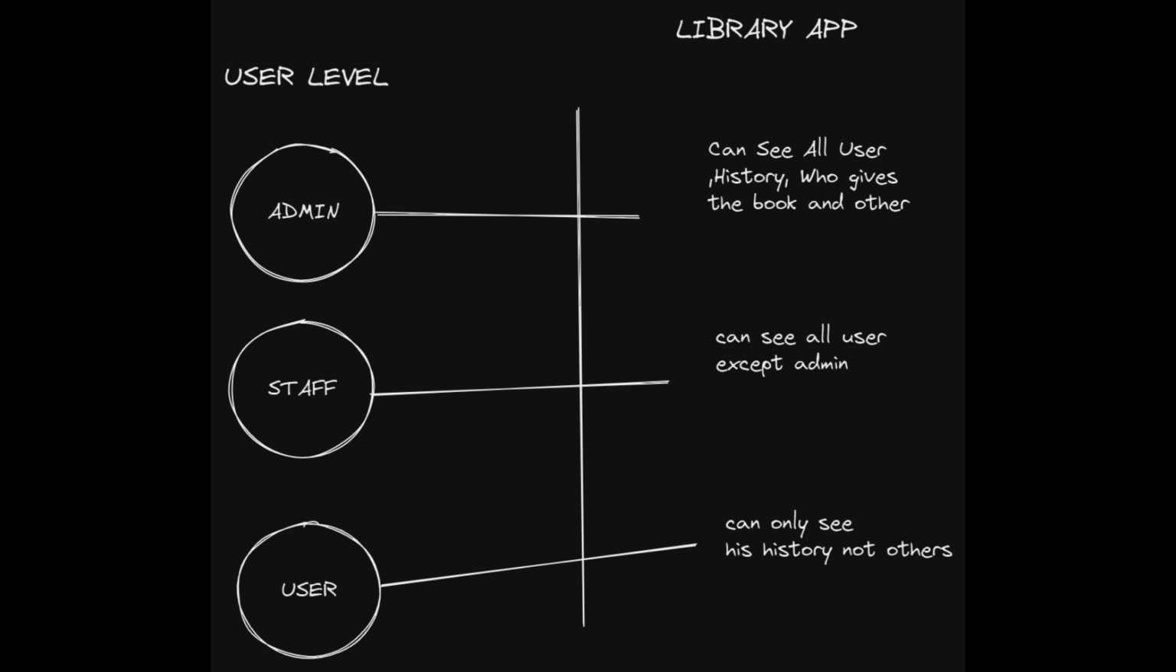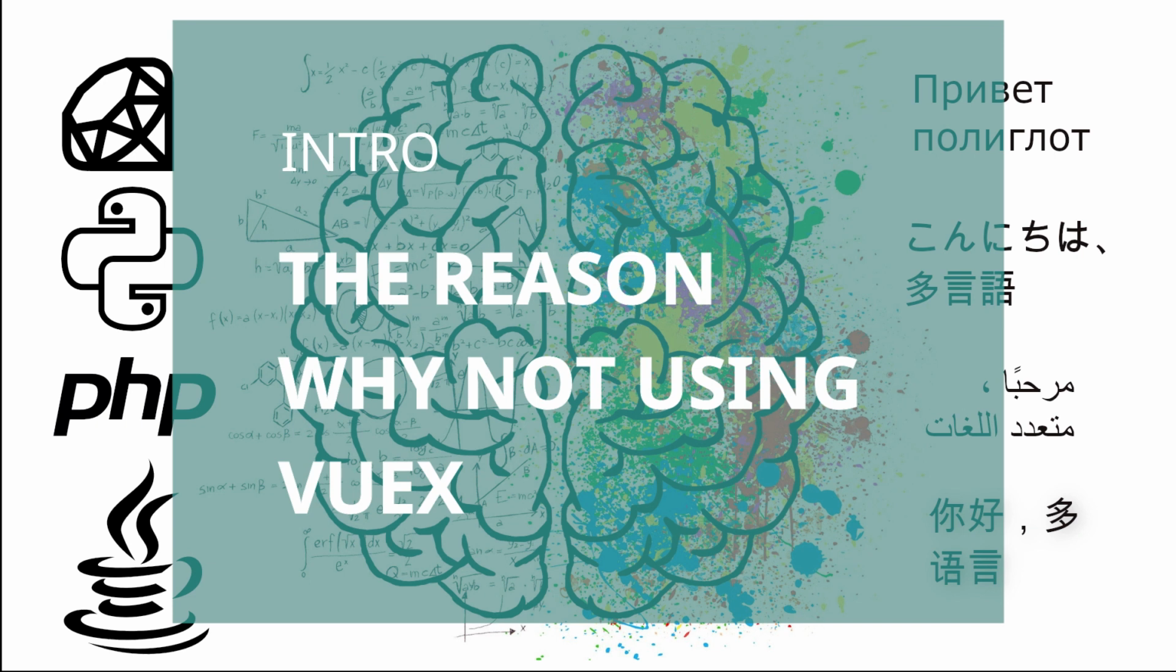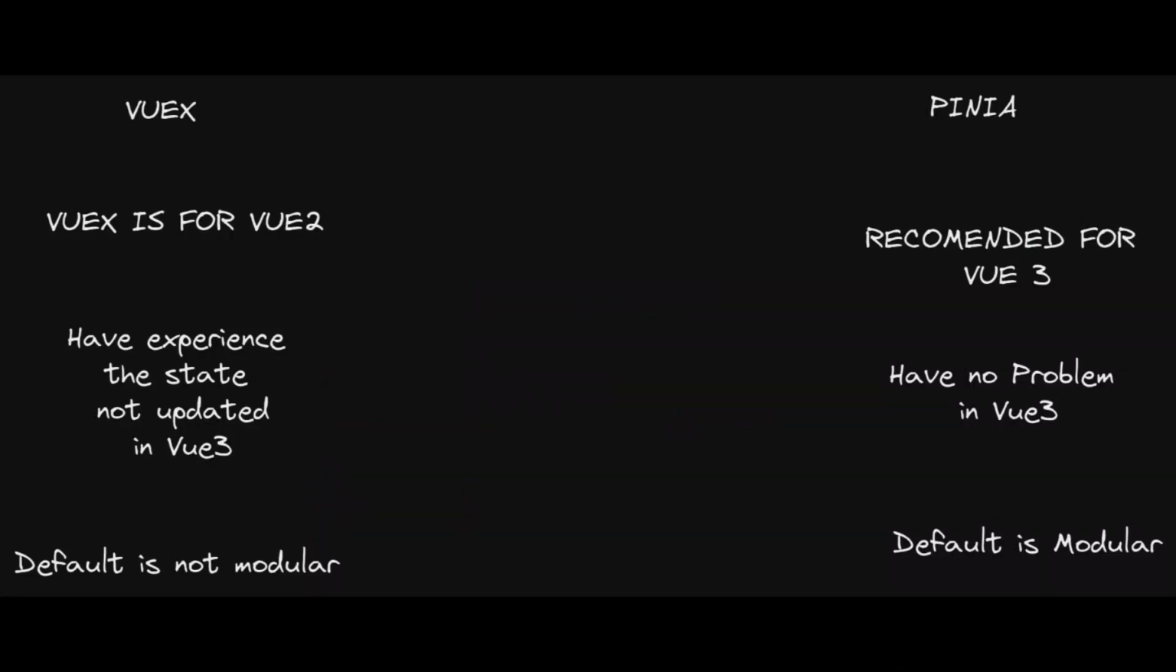Okay, this is generally the reason why we're not using Vuex. Here, we're going to use Django and also other frameworks like React, Angular, and Vue, and I will talk about Vue. Vuex is just for Vue 2, right? It can be applied in Vue 3, but I have experienced that the state is not updated in Vue 3. It's kind of catastrophic. And by default it's not modular, but you can add modules there. Pinia is recommended for Vue 3, has no problem with Vue 3, and is modular by default. So we're going to use Pinia here.